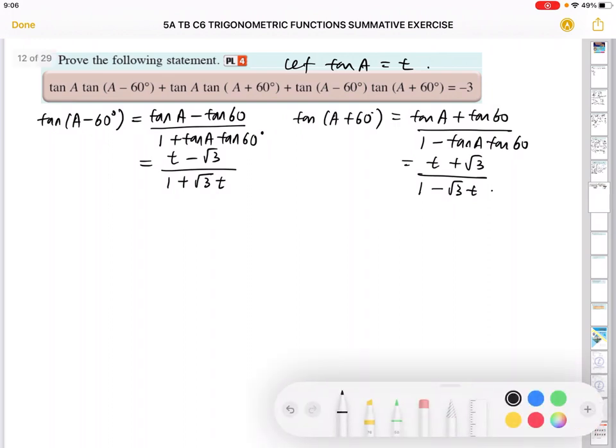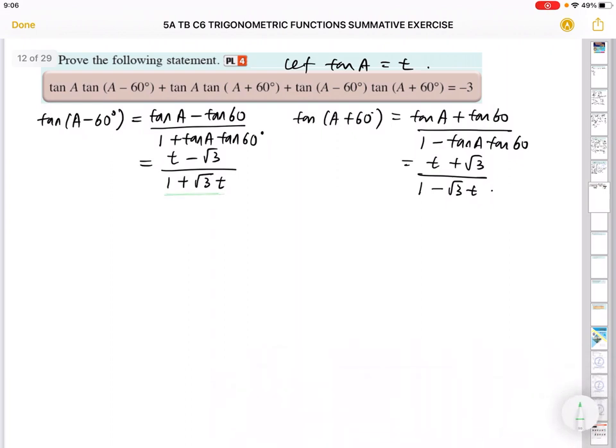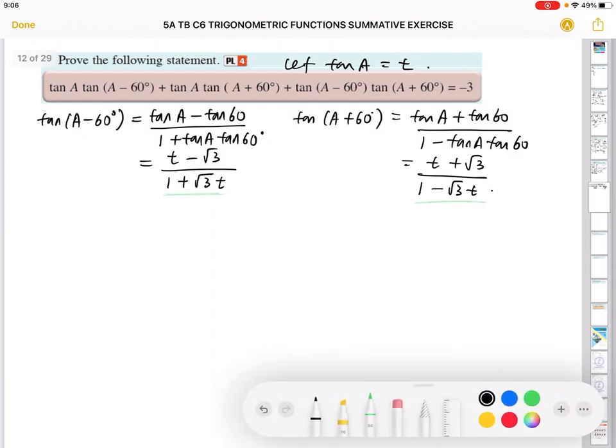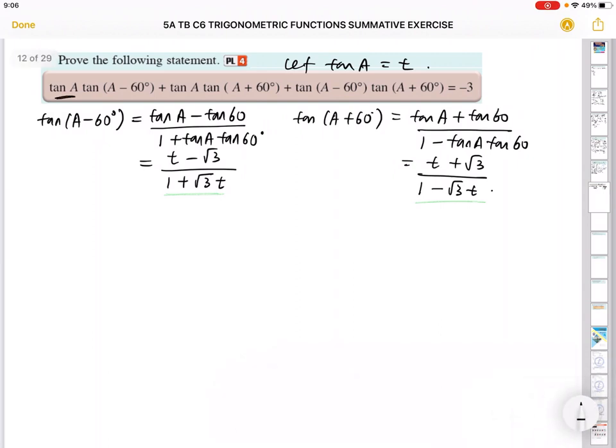Okay, now I'm going to sub inside. Okay, this is tangent A. Can you see that? So I start with left hand side. My tangent A, I'm going to replace with T. My tangent A minus 60 is T minus root 3 over 1 plus root 3 T. Okay, my tangent A over here, there's a T here. This is plus, right? So T plus root 3, I'm going to use the result from here, divide 1 minus root 3 T. And the last one is these two times together.